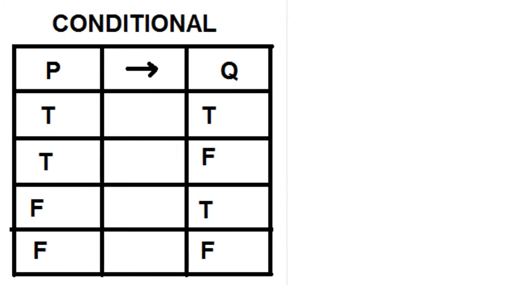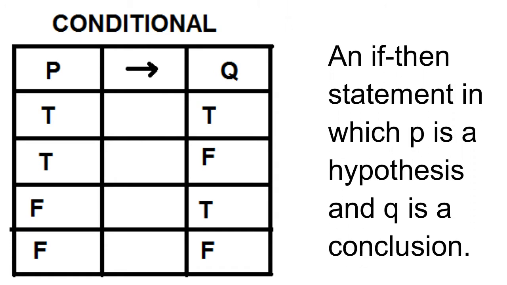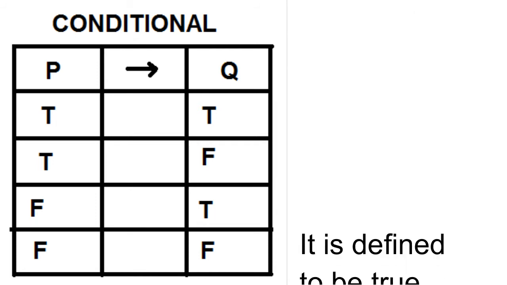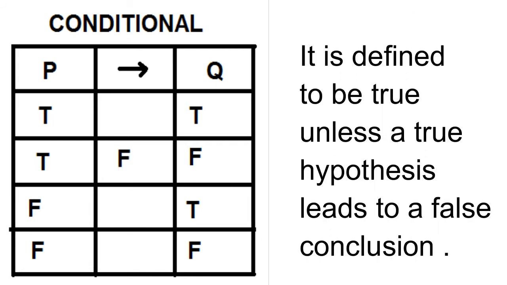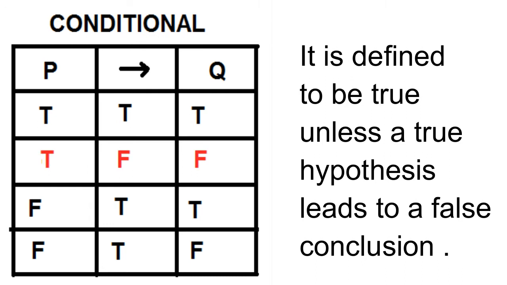Next is conditional statement, P implies Q. An if-then statement in which P is a hypothesis and Q is a conclusion. If the hypothesis is true and the conclusion is false, then it's false. It is defined to be true unless a true hypothesis leads to a false conclusion.